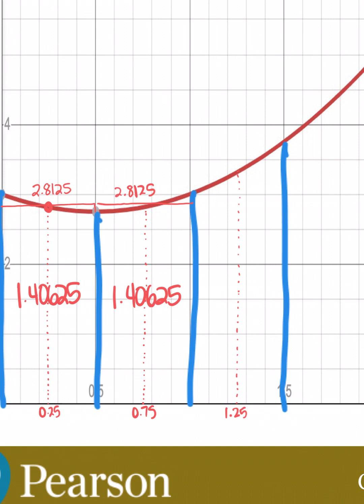And have your table start at what number? What was the first one we wanted to know? 0.25. Have your table start at 0.25. And then what was the next one we wanted to know? 0.75. How far away is that? 0.5. And the next one is how far away is that? 0.5. So you can set your table to change every 0.5.